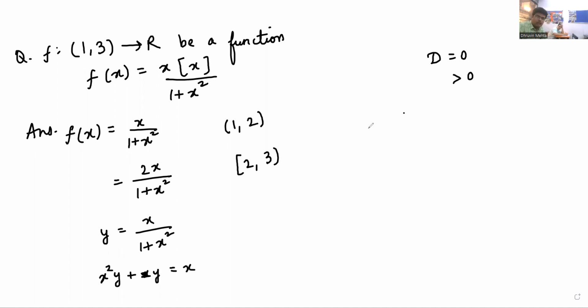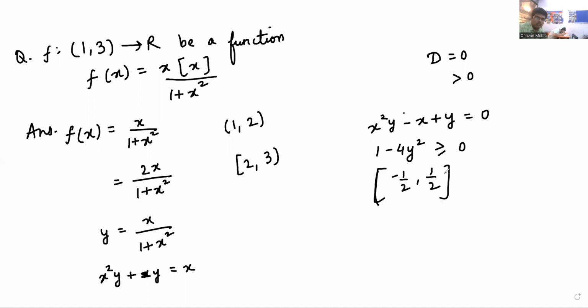Obviously. So you will get a quadratic, y x square minus x plus y equal to 0. The discriminant can be equal to 0 also, for real and equal roots. So b square minus 4ac is greater than or equal to 0. So yeah, this will be minus 1 by 2 to 1 by 2. Minus 1 by 2 to 1 by 2.